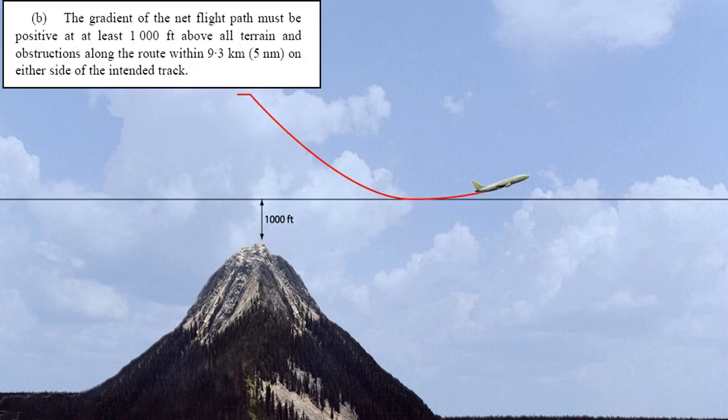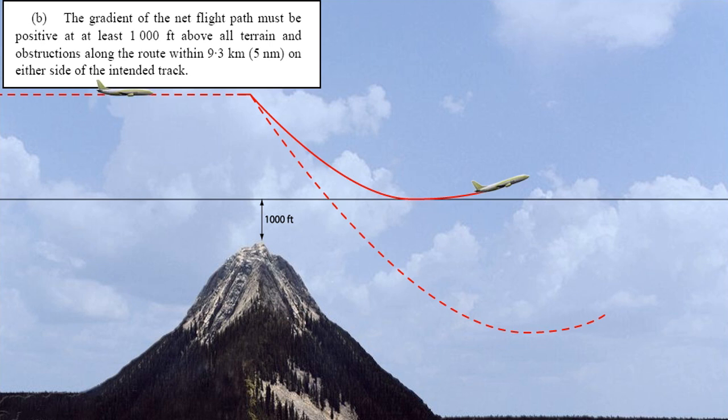JAR-OPS 1 details the regulations for en route obstacle clearance. It states that the gradient of the net flight path must be positive at least 1,000 feet above all terrain and obstructions along the route within 5 nautical miles on either side of the intended track. This regulation is essentially saying that the aeroplane must be able to demonstrate it can level off and achieve a positive climb at 1,000 feet above all obstacles along the route. This may be very difficult to achieve if there was a very high mountain around.